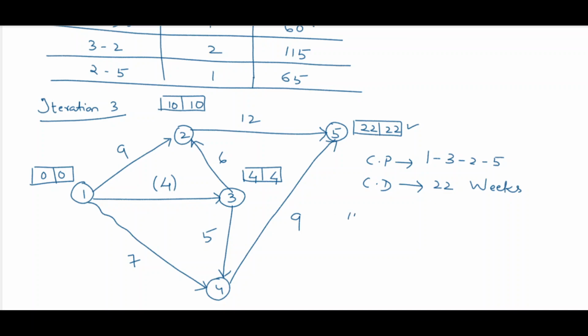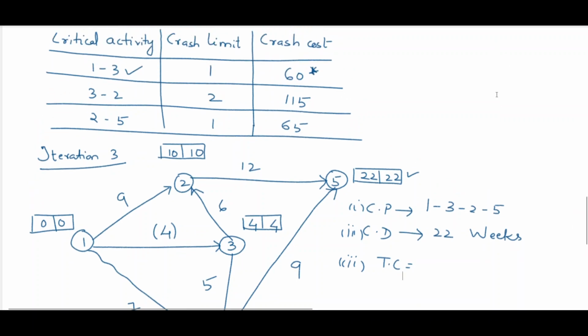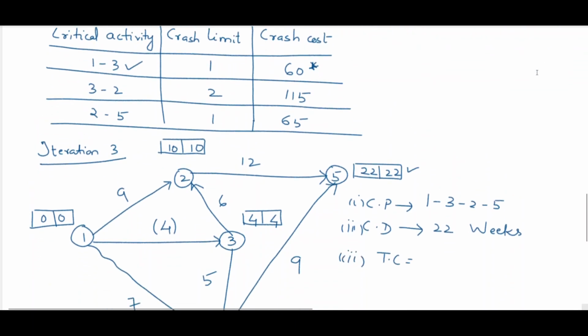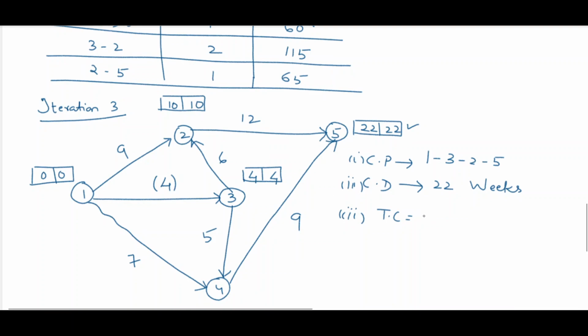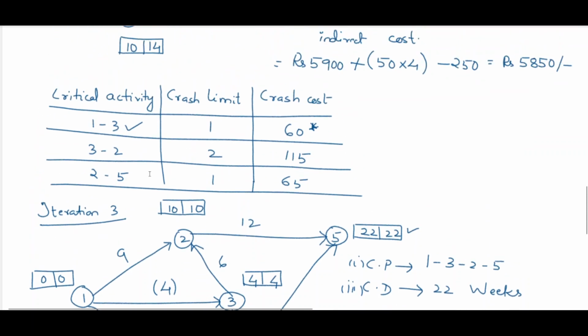Now we have to compute the cost. Cost and time are the most important things. Total cost is equal to the previous cost. What was the previous cost? Previous cost was 5850. It is 5850 plus increase in direct cost. We have compressed the activity 1 3.